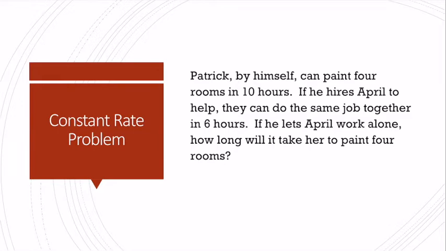So let's say I have Patrick, and he by himself can paint 4 rooms in 10 hours. If he hires April to help, then they can do the same job together in 6 hours. If he lets April work alone, how long will it take her to paint the 4 rooms? So what I'm going to do is let 1 be our job is done. So the 4 rooms are painted. Patrick can get the job done in 10 hours. If I add them together, they can get the job done in 6 hours. So how long would it take April?